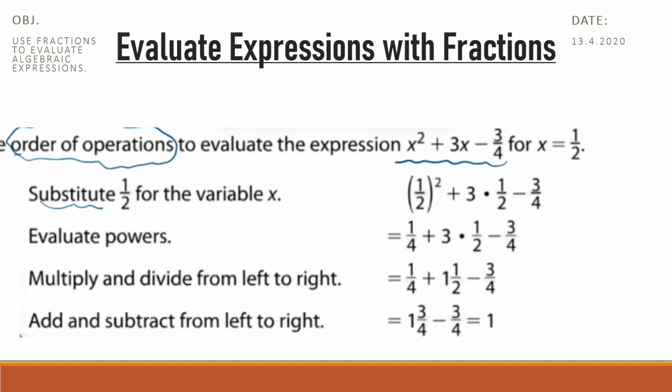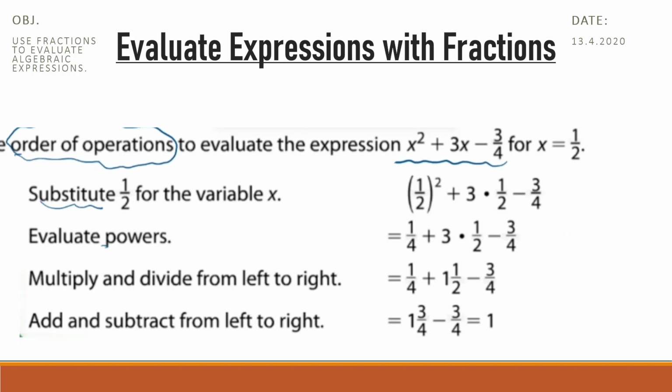After that, we will evaluate the powers because we don't have brackets. And half square is quarter, 1/4, because 1 square is 1 and 2 square is 4. And this is one step. Don't do two steps at the same time.